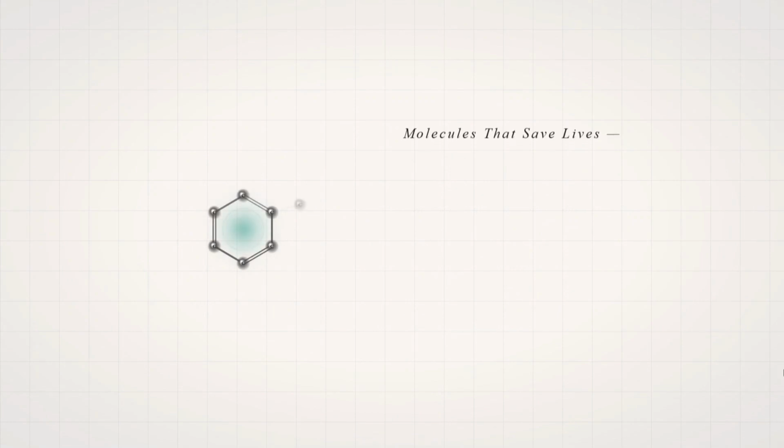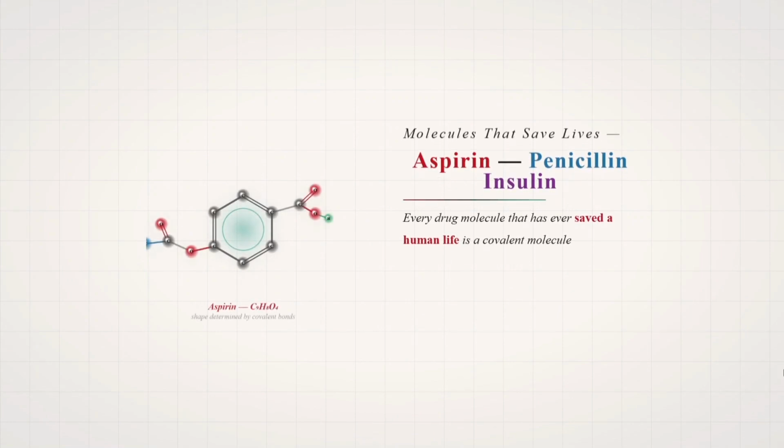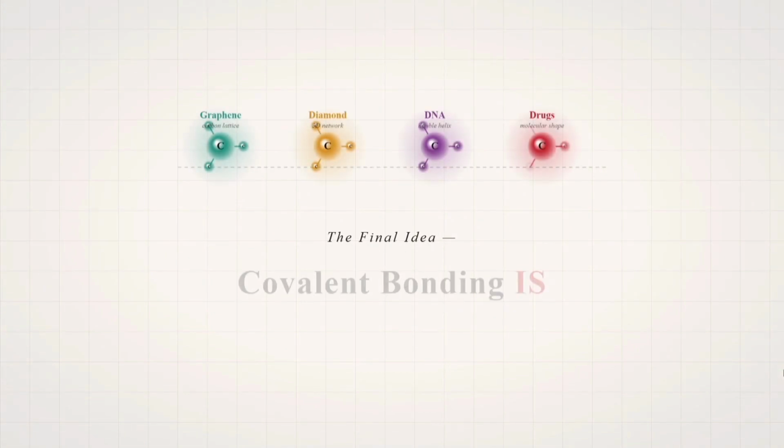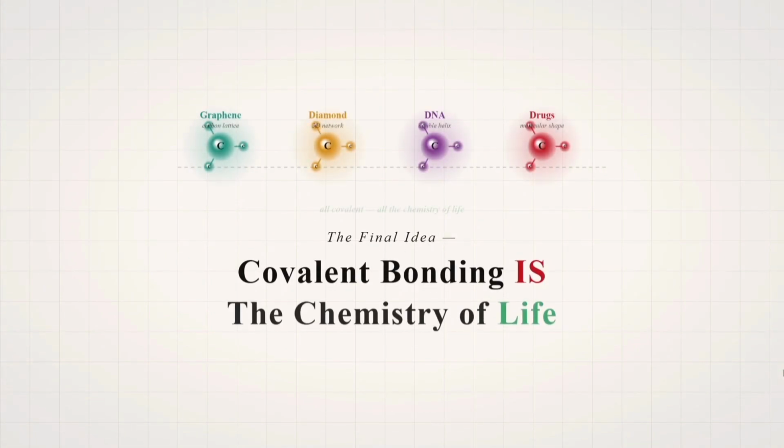Every drug molecule that has ever saved a human life, aspirin, penicillin, insulin, is a covalent molecule. Its shape, determined by its covalent bonds and electron geometry, is precisely what allows it to fit into the biological target it was designed for. Covalent bonding doesn't just explain chemistry, it is the chemistry of life.